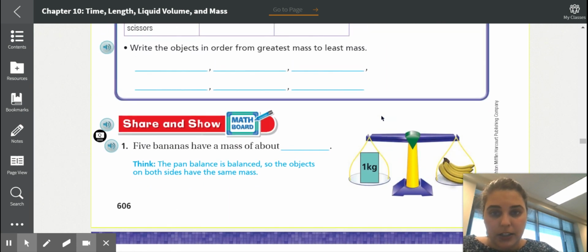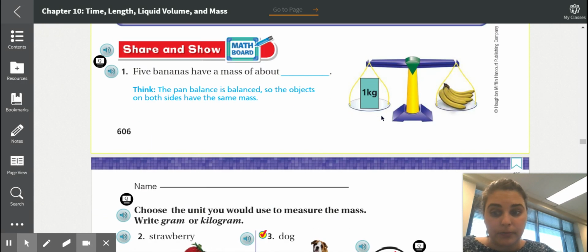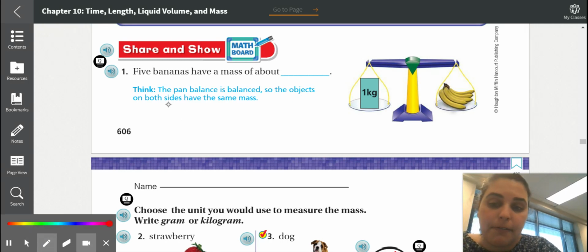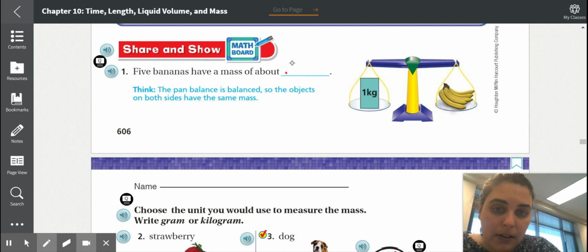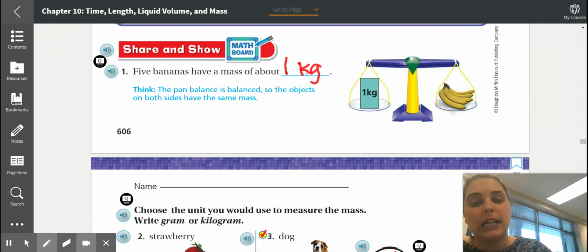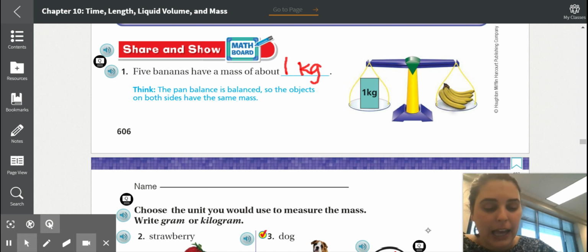So let's skip down to number 1. 5 bananas have a mass of about, so we're looking at the scale here. The scale is pretty even. It says think, the pan is balanced, so the objects on both sides have the same mass. Because this bar is balanced, we know that these bananas weigh as much as 1 kilogram. So 5 bananas have a mass of about 1 kilogram. And instead of writing the word kilogram out, we write kg, and that stands for kilogram. Okay, on the next page.